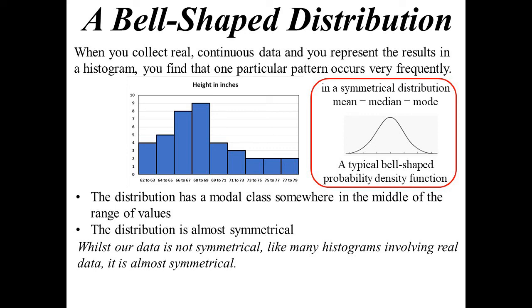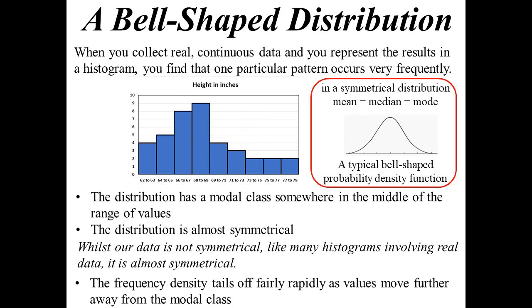The example on the left there is not symmetrical, but it's almost symmetrical. The frequency density tails off rapidly as we move further away from the mode. That's the key thing we're looking for. So it's nice and high, but then it tails off. Because the normal distribution, for want of a better word, is the perfect one.